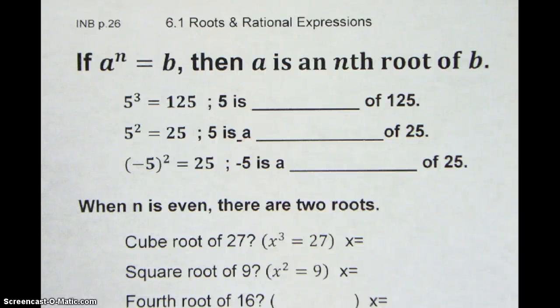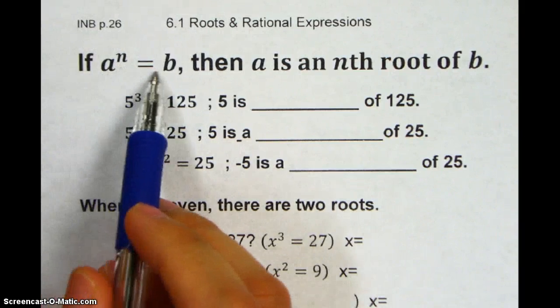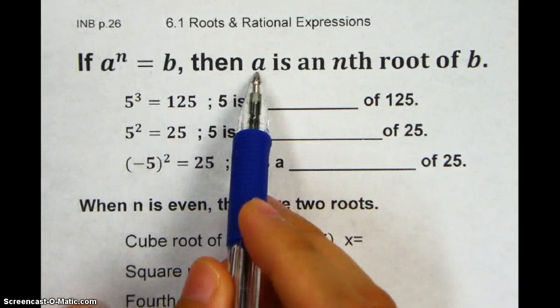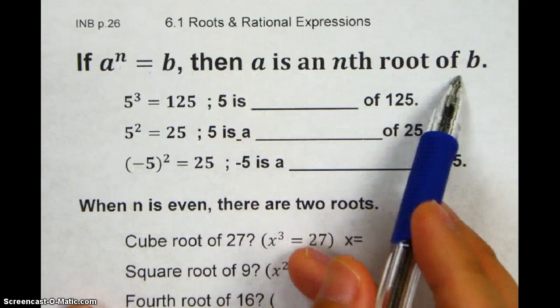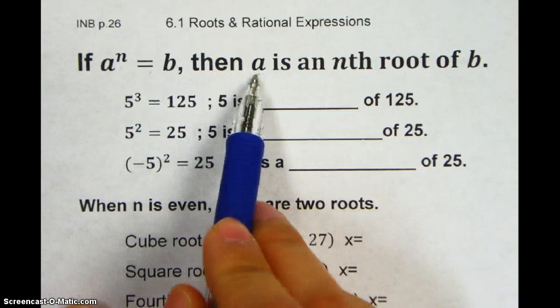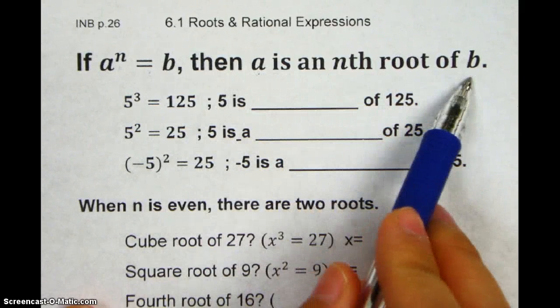We're going to talk about roots and rational expressions in this section. We are pretty familiar with the square root, but in this section we're going to talk more about other types of roots. The basic definition is that if a to the nth power is equal to b, then a, the number, the base, a is an nth root of b. That means a is the number that if you raise to the nth power, it becomes b.